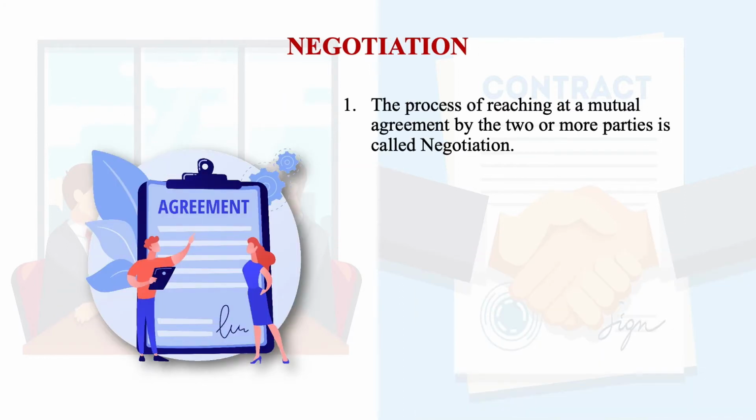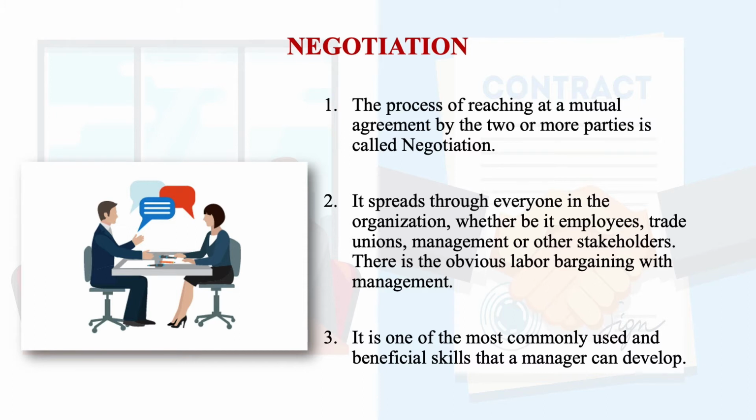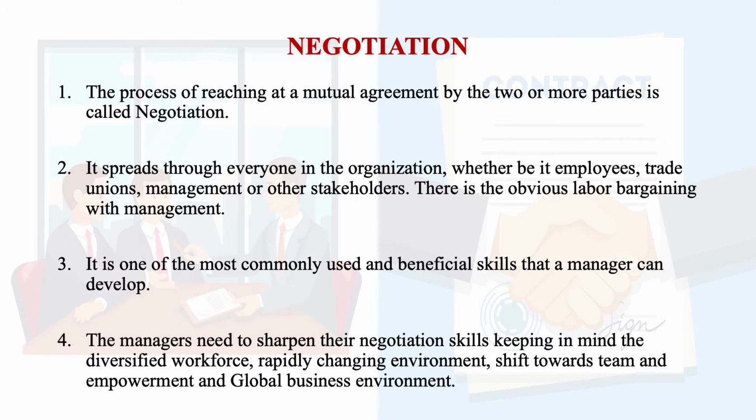Negotiation. Now, negotiation is a process of reaching a mutual agreement by two or more parties. It spreads through everyone in the organization, whether it be employees, trade unions, management, or other stakeholders. And there is obviously labor bargaining with management. It is one of the most commonly used and beneficial skills that a manager can develop. Managers need to sharpen their negotiation skills, keeping in mind the diversified workforce, rapidly changing environment, shift towards teams and empowerment, and global business environment.